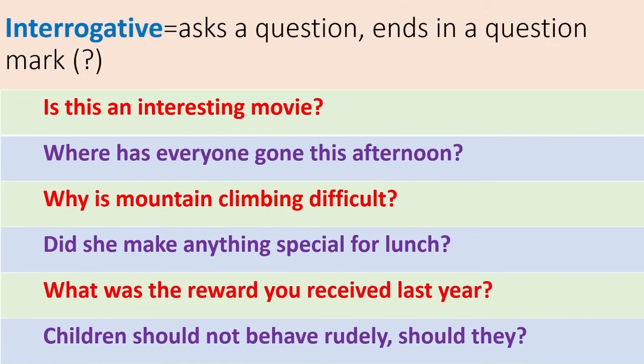Children should not behave rudely. That was the statement. You put a comma and say, should they? That also becomes a question. It is called a tag question. It's a special kind of question. Very often it's used in spoken English. So those of you who are learning to speak must practice this.